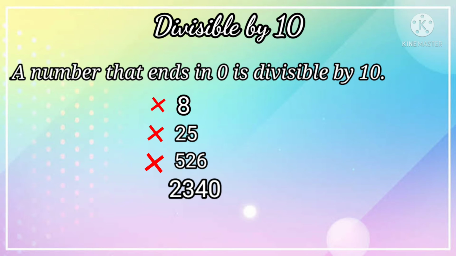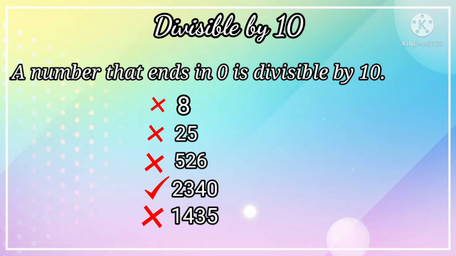Next one is 2340. Our last digit is 0, so therefore this number is divisible by 10. And lastly, we have 1435. Since the last digit is 5, therefore this number is not divisible by 10.